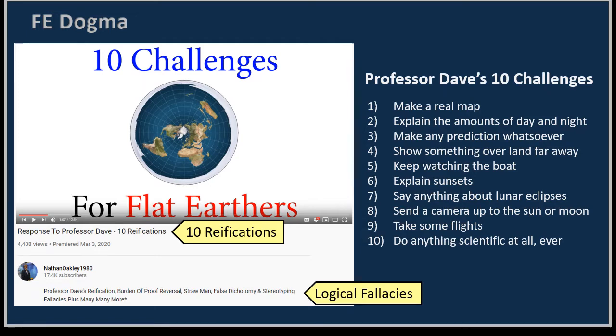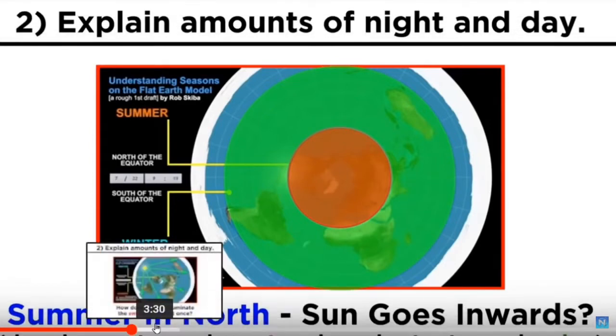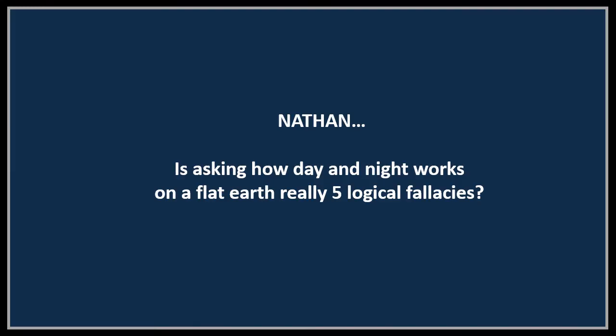Listen to this. Okay, so does that mean I can just skip past number 2 then? Because it's just essentially the same. He's just holding up a straw man in false dichotomy in the form of this reified model he has us tied to with a stereotyping fallacy. So to make this example, he's got 4 fallacies so far. 5 if you include reification itself. Is asking how day and night works on a flat earth really 5 logical fallacies?